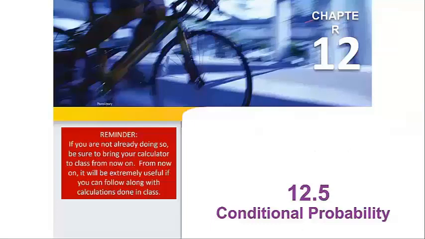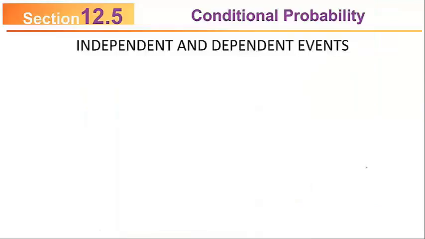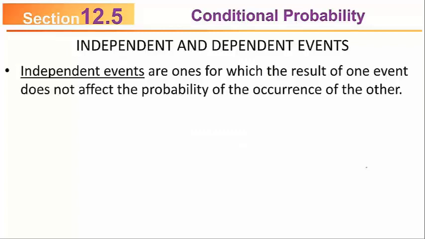Section 12.5 on conditional probability. I want to talk about the idea of independent and dependent events. I alluded to that in the earlier formulas when I put up those formulas in advance.